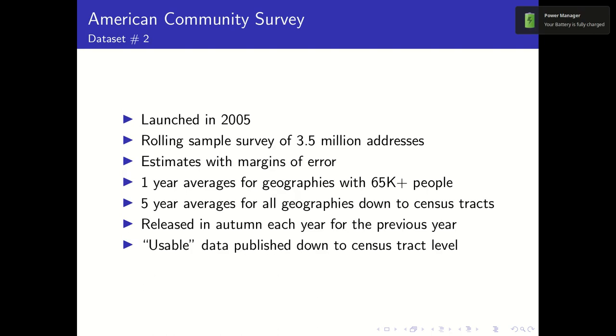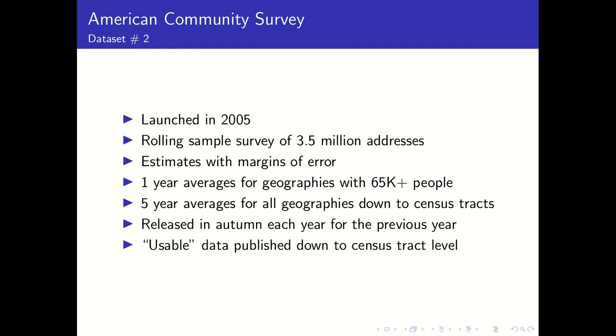For anything else, for data that's released on an ongoing basis, and for more detailed socioeconomic characteristics of the population, the American Community Survey, or ACS, is going to be what you'll look at. The ACS was launched in 2005. It's a rolling sample survey of 3.5 million addresses, and the data is published as estimates with margins of error. So you have a value plus or minus some other value.